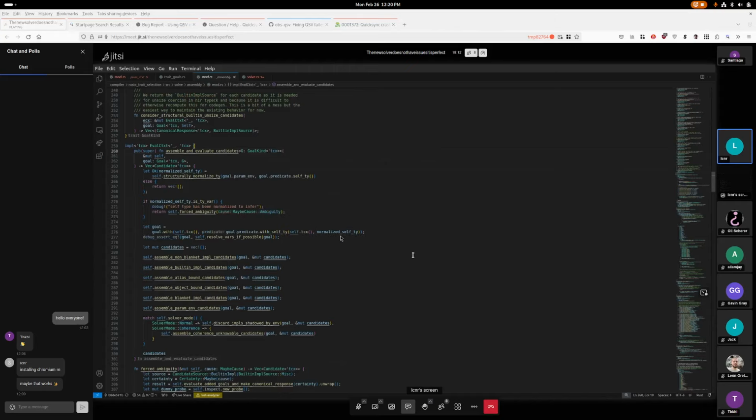Assembling candidates is one big function with a few interesting design constraints. The first one is if you have any trait goal and the self type is ambiguous, we always fail with ambiguity. So what this force ambiguity function does is it creates a single candidate which is ambiguous. And when we then merge that candidate, we just have ambiguity as the final result.